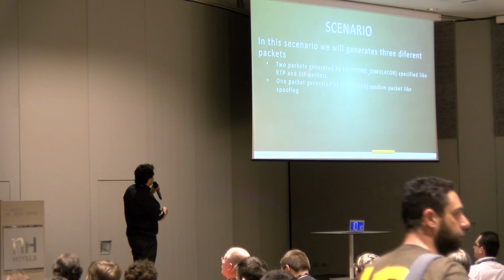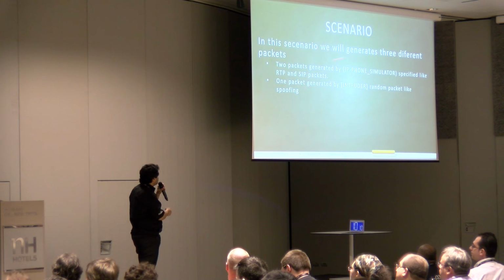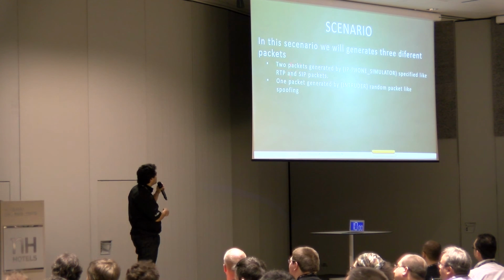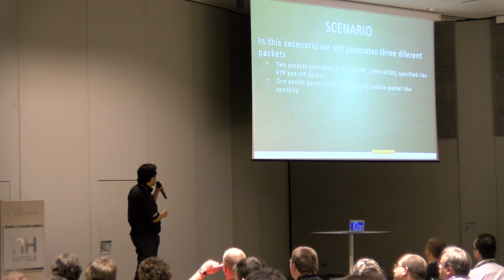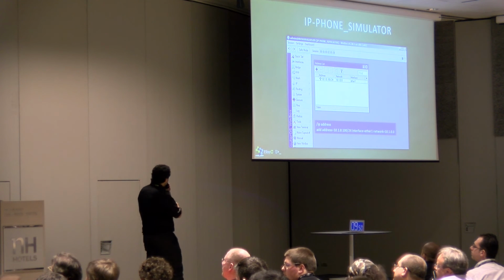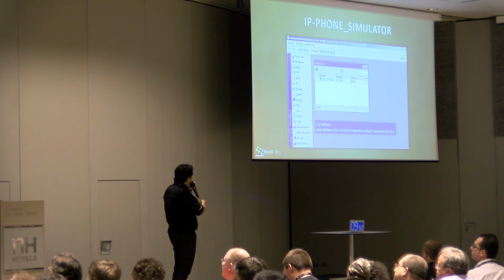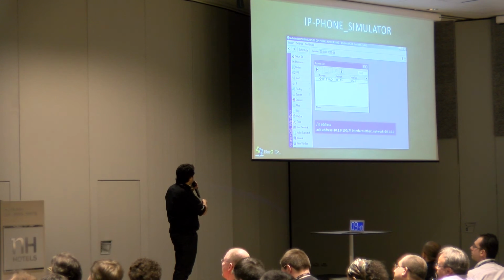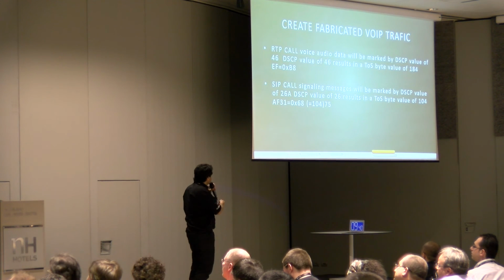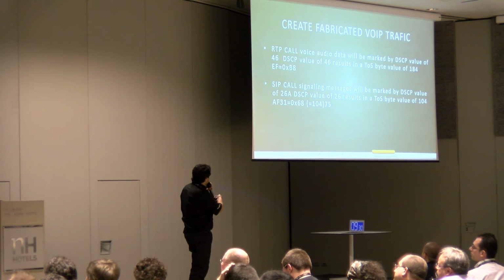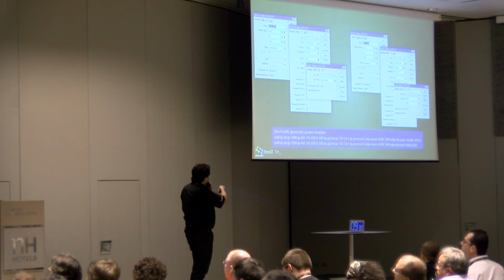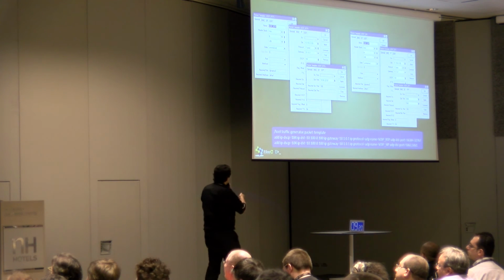There are RTP and SIP packets. One packet will be generated by the intruder, and the other by the voice over IP equipment. Very simple configuration. We set the IP address in the IP phone, and we mark this RTP and this SIP call. We need to set the packet templates. We have here all the configuration.